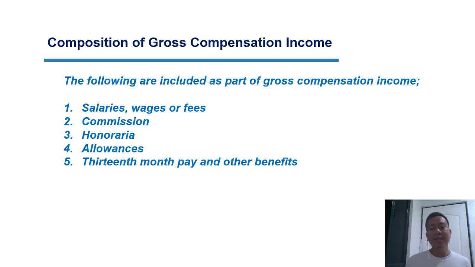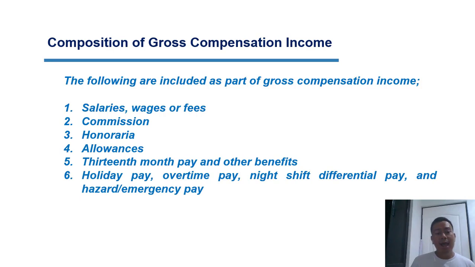And other benefits. So meron pa kasi tayong other benefits na nare-receive bukod doon sa ating 13-month pay. Lalo na pagka December, we have the Christmas bonus, okay? The loyalty bonus at kung ano-ano pang mga bonus na binibigay sa atin. Yan. Dito papasok yun sa 13-month pay and other benefits. Next, we have holiday pay, overtime pay, night shift differential pay, and hazard or emergency pay. So, yan, no? Basically, pagka kayo ay pinag-overtime ng mga inyong mga employer, o yan, kasama din yan doon sa ating gross compensation income.